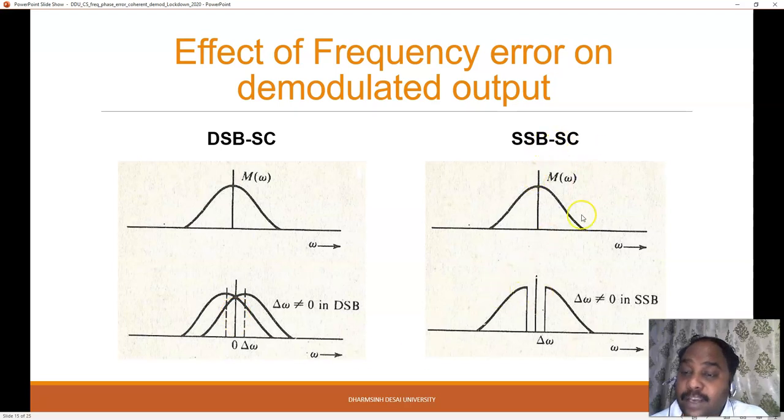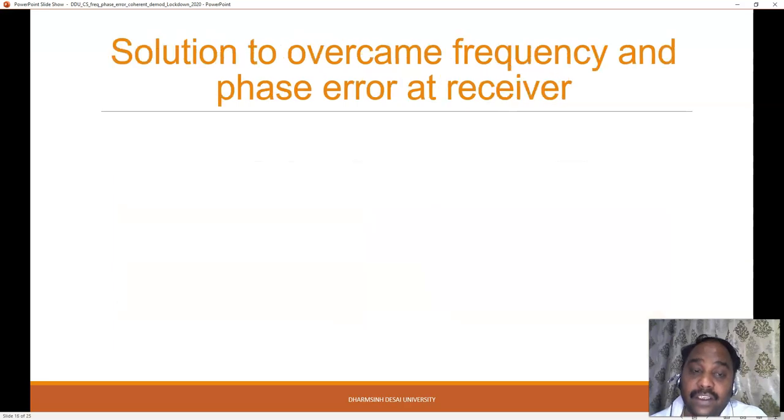Now if you go for the SSB-SC frequency error, if you demodulate, you get a USB centered at plus delta omega and minus delta omega. So there is a gap over here, and that's not going to be a great problem. So if you summarize, for SSB-SC, this frequency error or phase error is not a great problem if it's a voice signal. But for DSB-SC, definitely if there is a frequency error, it results in a beating effect. So you have to look for some circuit which can nullify this effect and remove this frequency error.